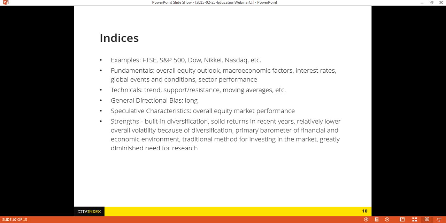Relatively lower overall volatility because of diversification. Let's say you're trading a stock. Okay, the stock can move wildly, whereas the index that the stock belongs to will move a lot less wildly because of the fact that it's smoothed out and it's diversified across a basket of different equities.